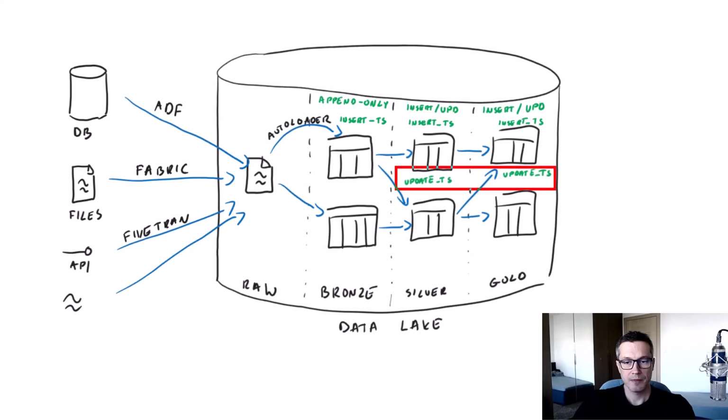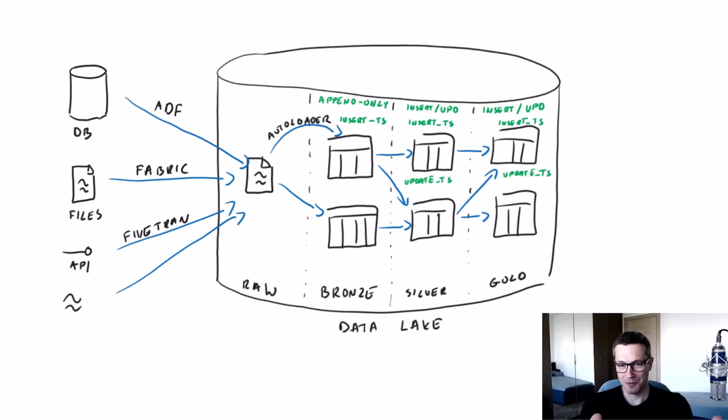And the update timestamp represents the time of the last update of the row in the table. And by the way, this update timestamp is also set during the insert. So please remember this, because it will be important in a second when we talk about our pattern.